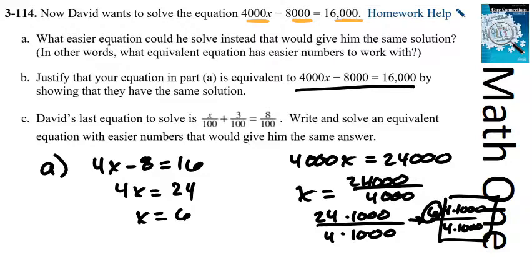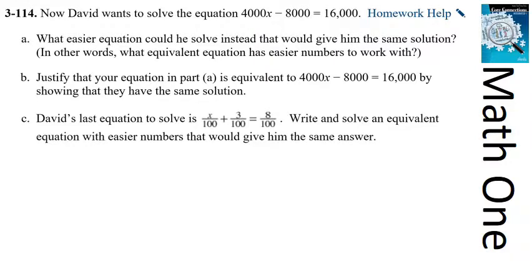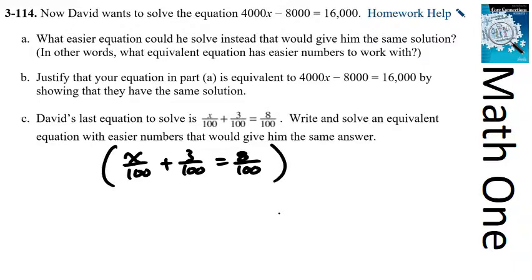David's last equation to solve is x over 100 plus 3 over 100 equals 8 over 100. Write and solve an equivalent equation that is easier that would give him the same answer. I would say clearly what I would do is I would multiply both sides of that equation by the number 100. So consider I've got x over 100 plus 3 over 100 equals 8 over 100. And I magically multiply both sides of this equation by the number 100 over 1.